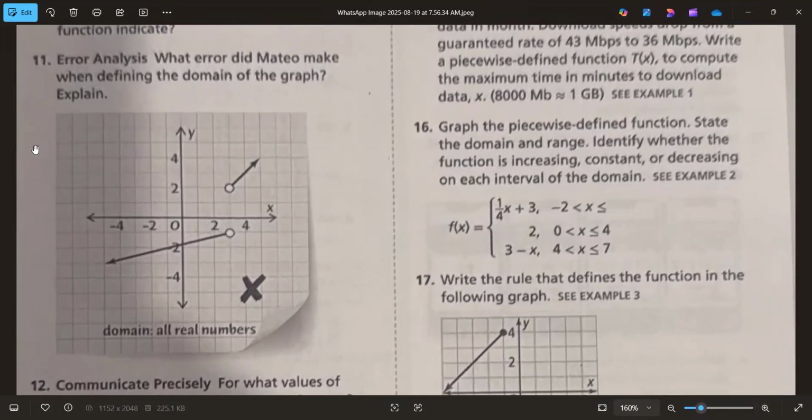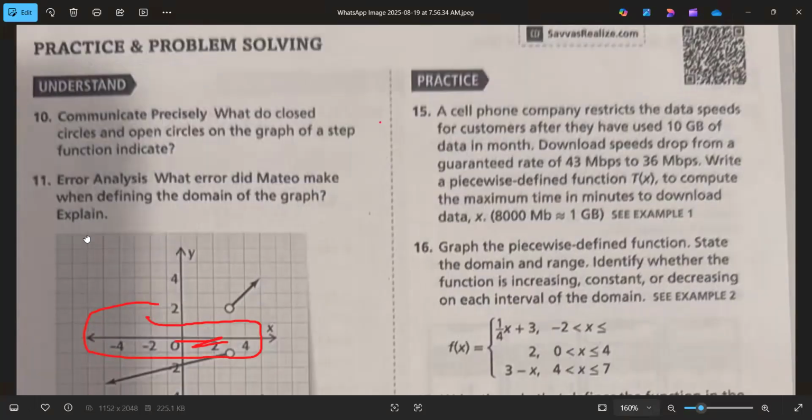Okay. See 11. What error did Mateo make when defining the domain of the graph? What is domain? Domain is all real numbers. Here it is defined as all real numbers. So if domain is all real numbers, okay, first I see what the question is.